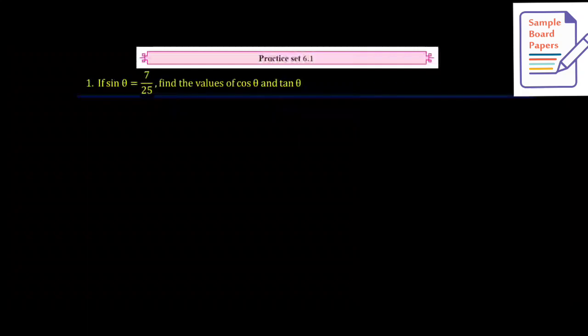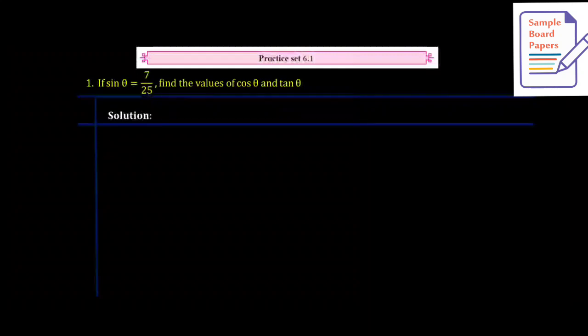First question, if sine theta is 7/25, find the values of cos theta and tan theta. As we have discussed, we have to use a trigonometric identity. Sine is given here, so which trigonometric identity involves sine? Sine square theta plus cos square theta equals 1. So that trigonometric identity we will use and start the sum.